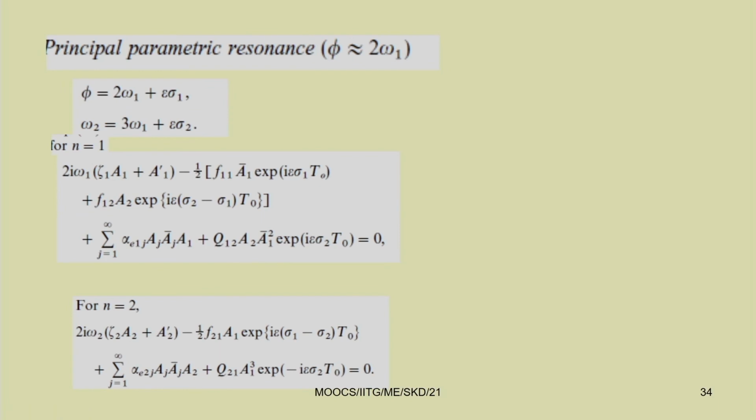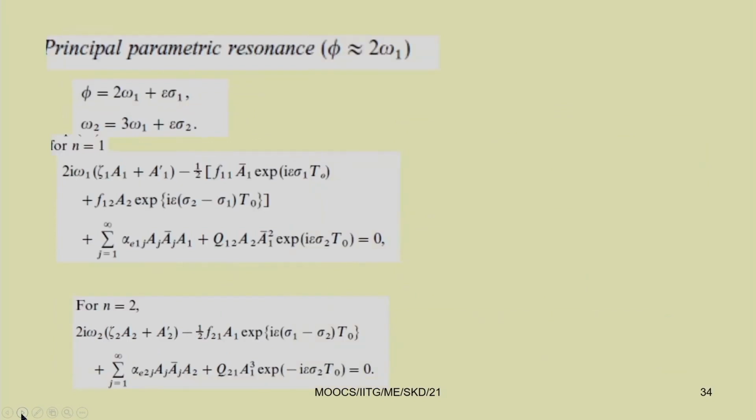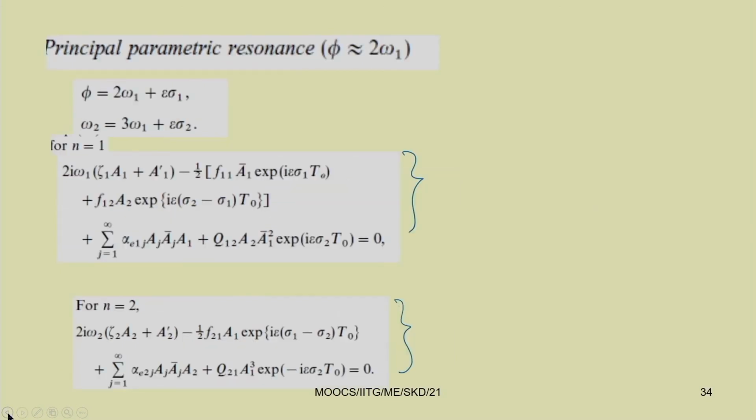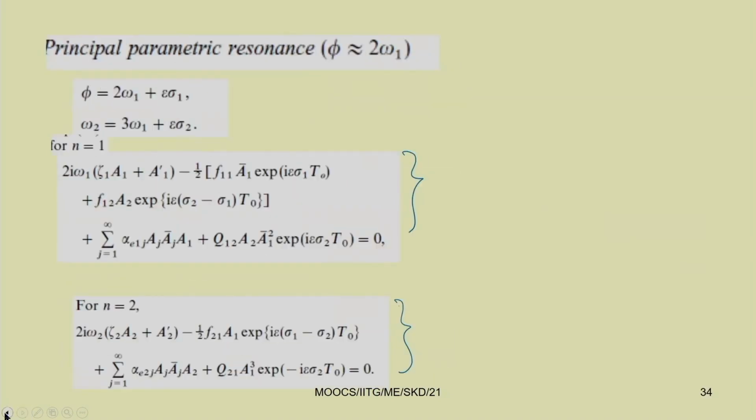If the second mode is 3 times that of the first mode, putting these relations in the previous equation, we can see there are some mixed secular terms, and they must also be eliminated in addition to the secular terms. The resulting equations are these: for n equal to 1 this is the equation, and for n equal to 2 this is the equation. By substituting a_n equal to half a_n e to the power i beta, we can write the reduced equations.